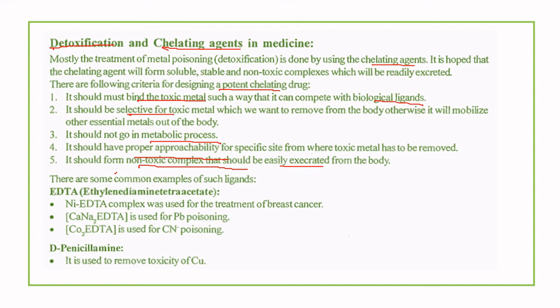Some of the examples of chelating agents are EDTA, penicillamine, etc. EDTA, that is ethylenediaminetetraacetate. Nickel EDTA complex was used for the treatment of breast cancer. Calcium disodium EDTA is used for lead poisoning. Cobalt EDTA is used for cyanide poisoning. And D-penicillamine is used to remove the toxicity of copper.